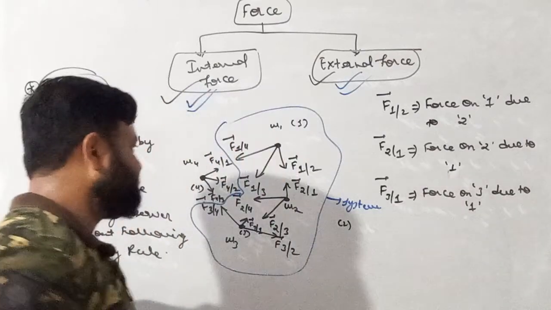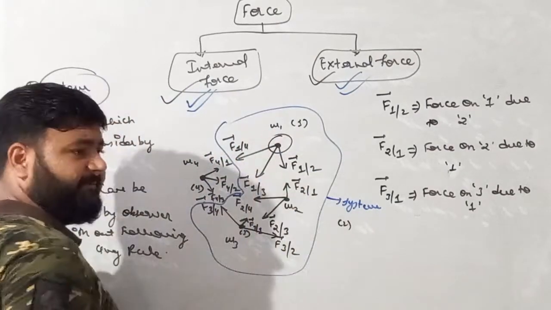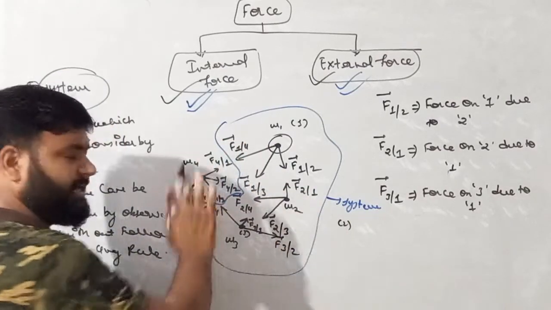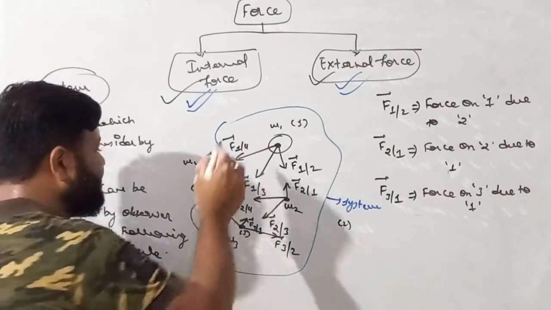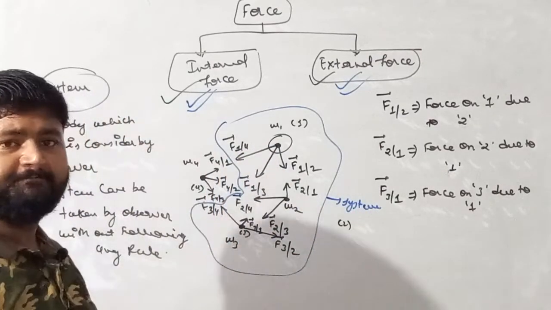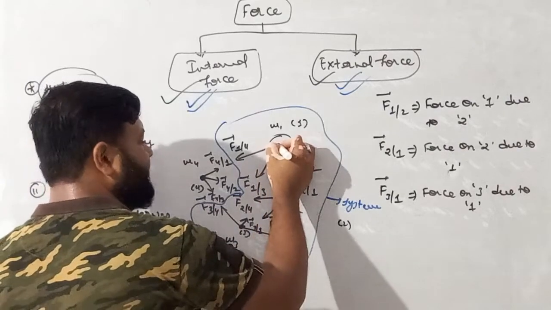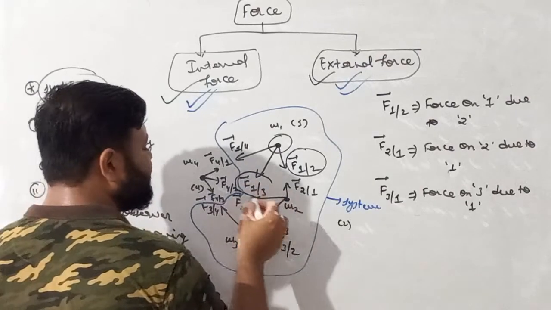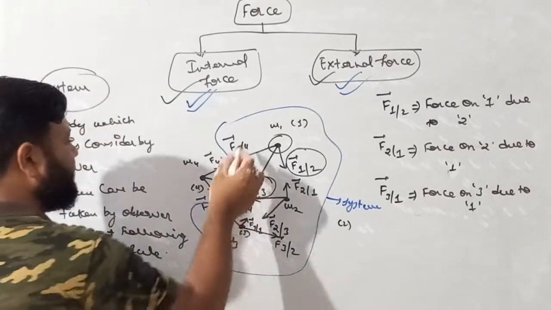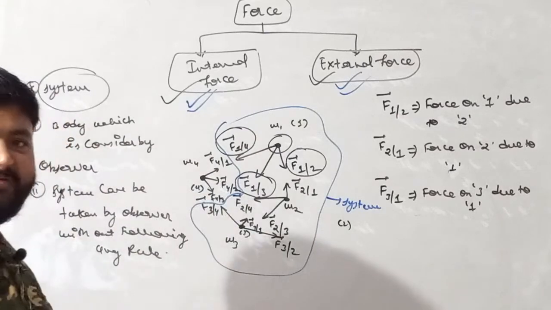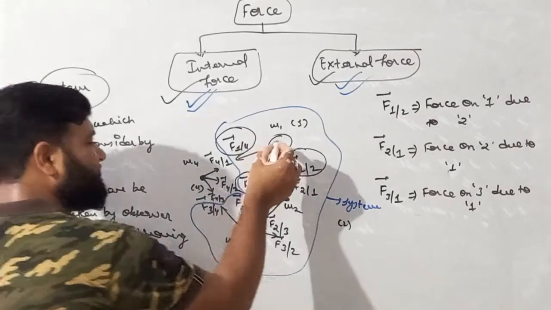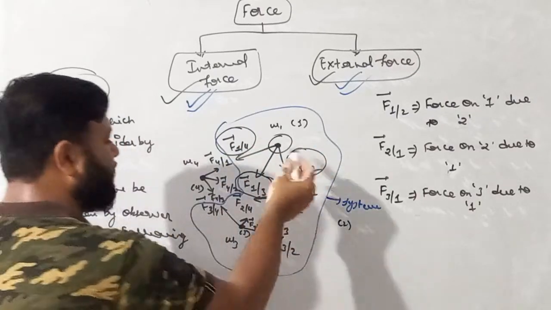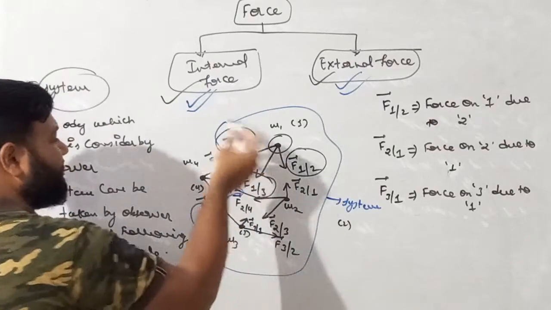So see, my dear student, this is our first body. In this body, all the particles are applying force, and this first body is present in system. So this first body experiences force due to second, force due to third body, and force due to fourth body.